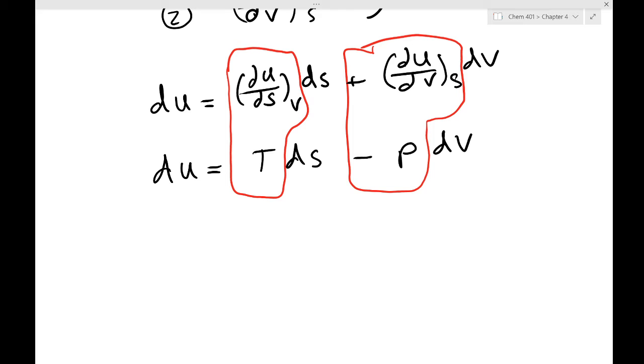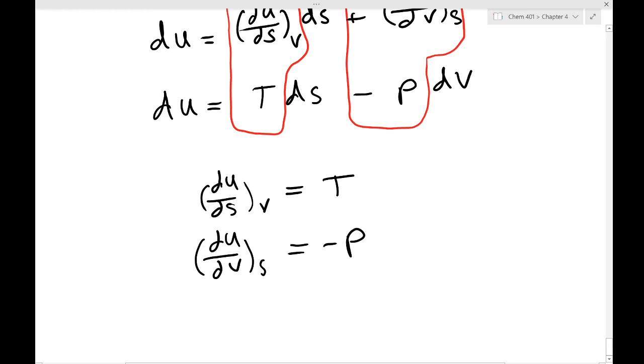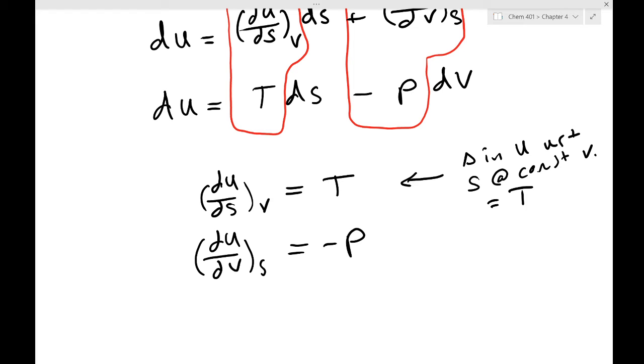Okay, so we can say that the change in U with respect to S at constant V is equal to T. And we can also say that the change in U with respect to V at constant S is equal to negative P. The change in U with respect to S at constant V is equal to T. So if we just measure the temperature, we know the change in U with respect to S at constant V. It's very easy to measure the temperature. It's not so easy to measure the change in U with respect to S at constant volume.